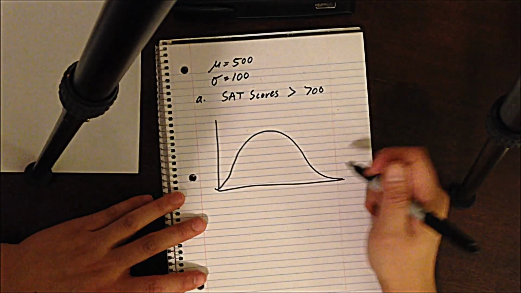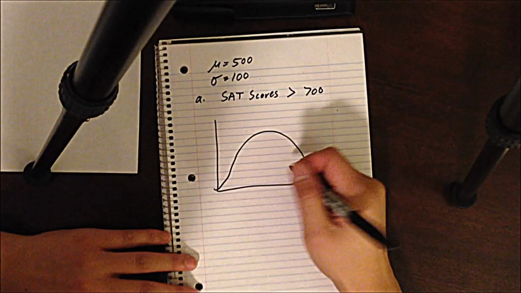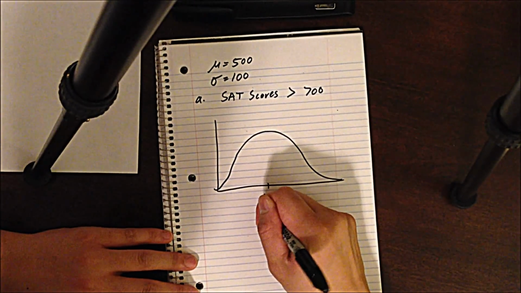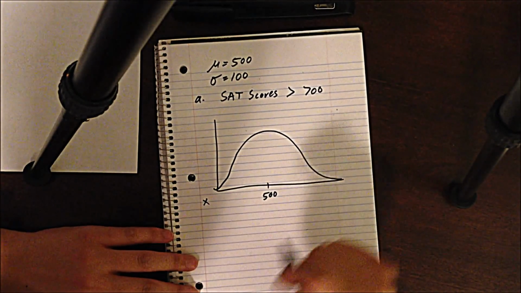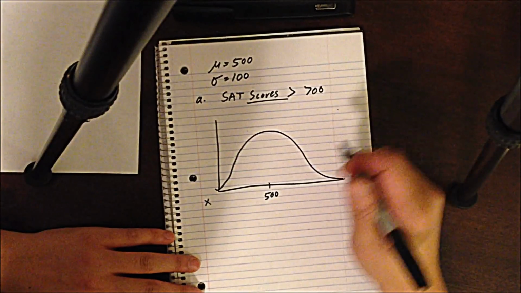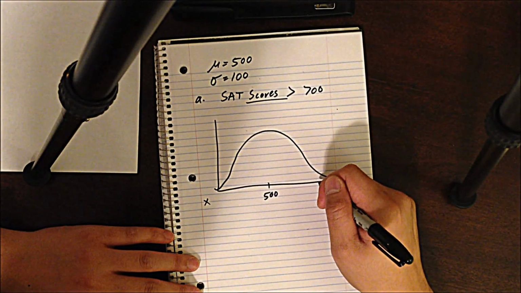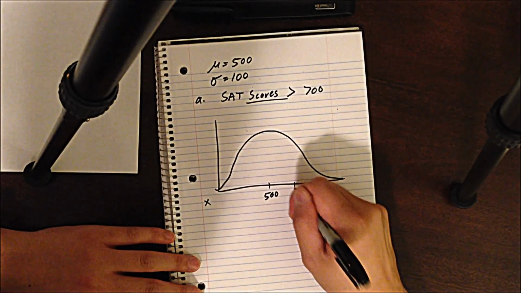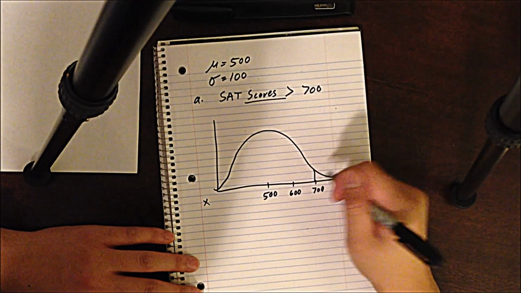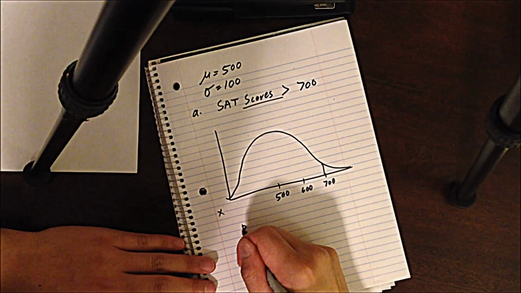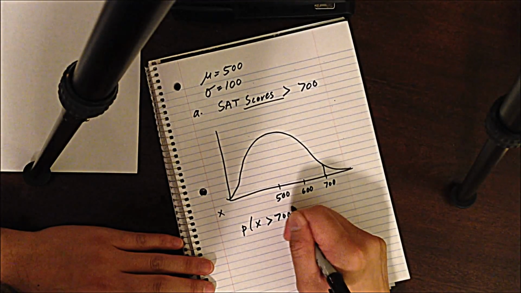Okay, so let's draw this out. The problem said the SAT scores are about normal, so we can draw a normal curve. Okay, the mean is 500. Now, keep in mind we're working with X now, okay? Because they said scores, which is X. So let's say this is 600. Say this is 700. Okay? Now they want to know what's the probability of X being greater than 700.